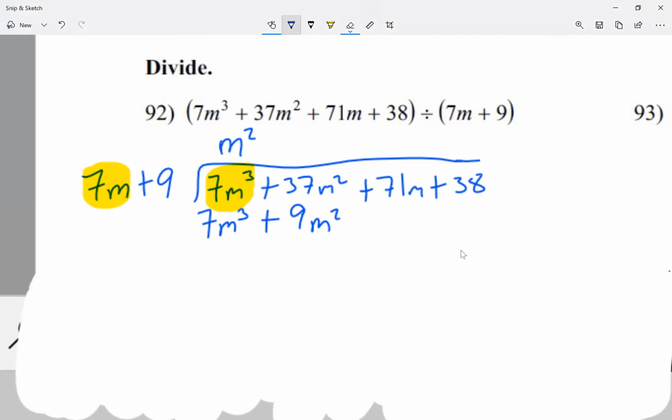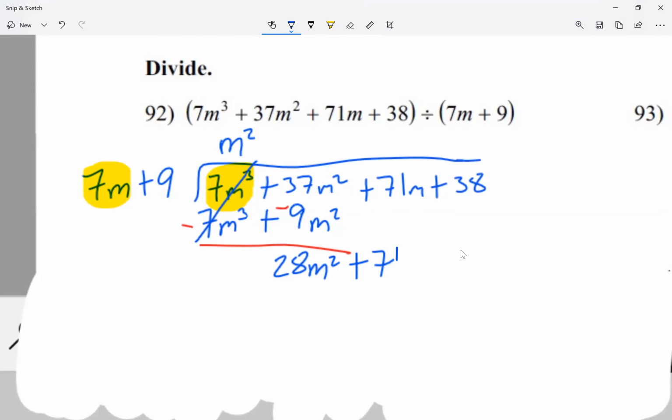Okay, so I already multiplied it. Let me subtract those terms. I remember that when you subtract polynomials, you switch the signs of the second polynomial. So this is going to be minus 7, this is going to be minus 9. And this first term should always cancel out, right? 7 minus 7 is 0. That's what I want. Now 37 minus 9, that's 28. So I'm going to have 28m squared plus 71m. Notice how I just brought the next term down.